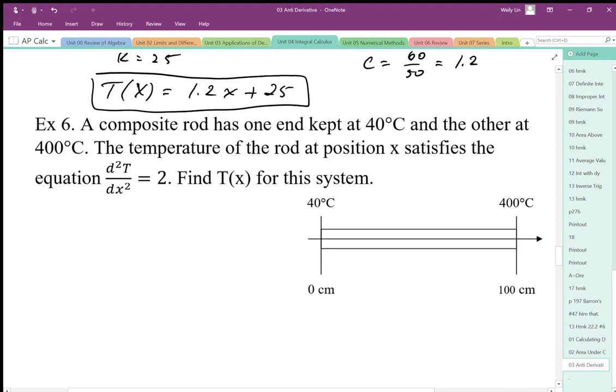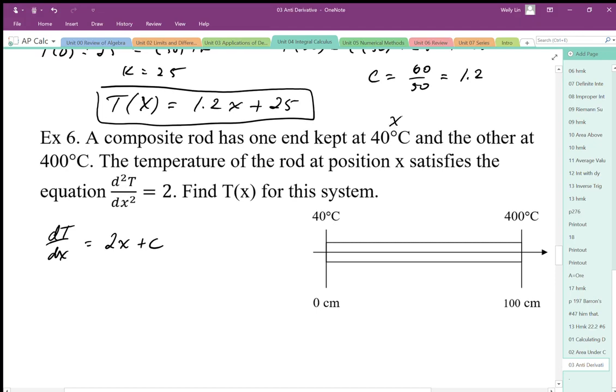Much more quickly, so we'll do the same thing. First of all, we're just going to anti-differentiate the 2 to get 2x plus c. Okay, and we are given here that at x is 0, t is 40, and at x equals 100, t is 400.